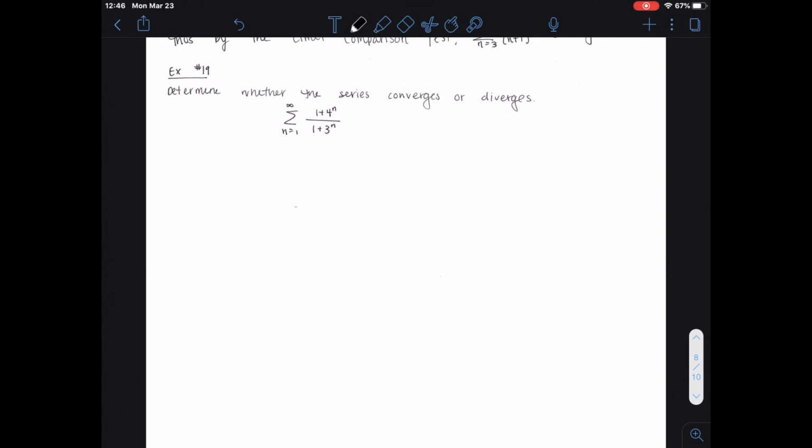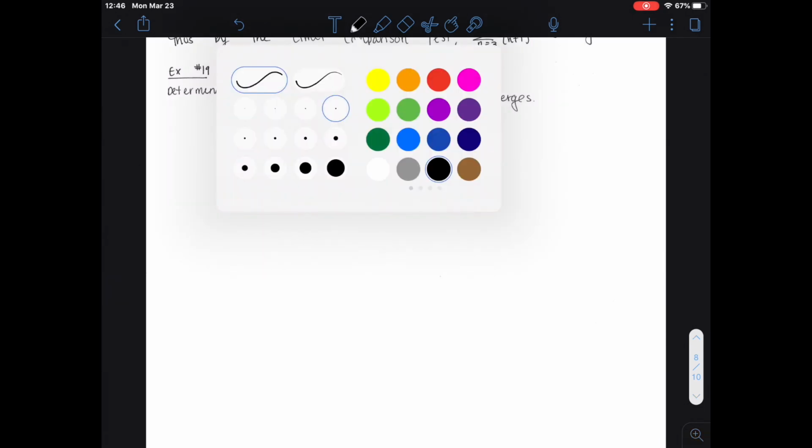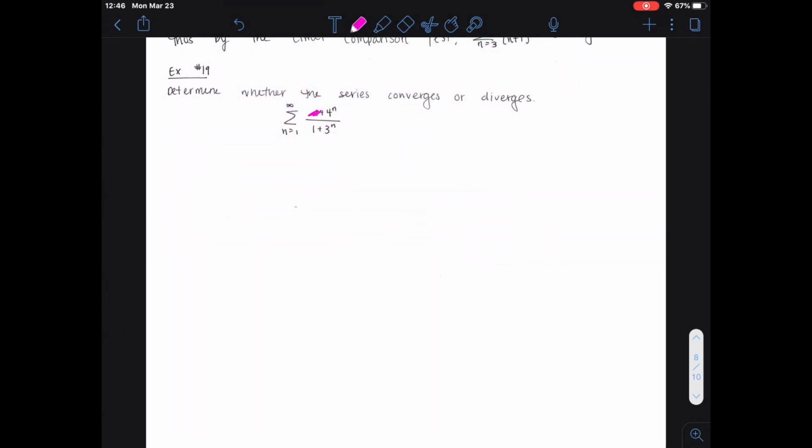We've got the series, which is the sum of 1 plus 4 to the n over 1 plus 3 to the n. So same thing as before. Let's see what we compare it to. Ignore these plus 1s. Looks like 4 to the n over 3 to the n.